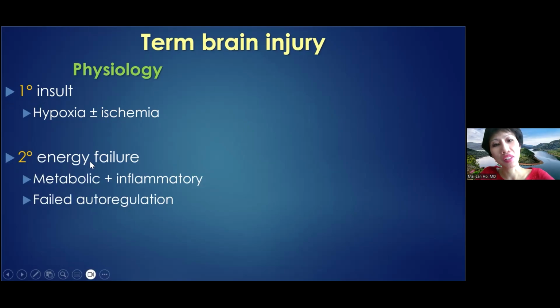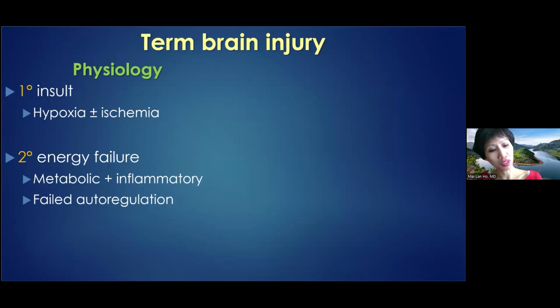The secondary energy failure. So this initial insult actually induces a whole metabolic pro-inflammatory cascade, and that causes additional injury on top of the primary insult. And the brain essentially fails to autoregulate. They're newborns, right? So they don't have the most mature cerebral autoregulation. And so many times you can actually get a rebound hyperperfusion.